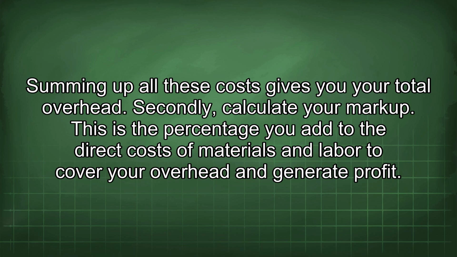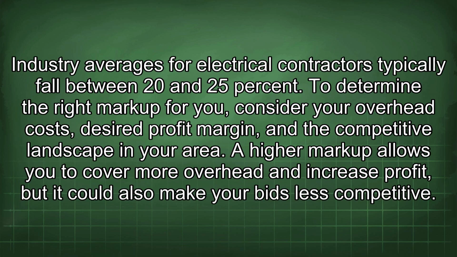Secondly, calculate your markup. This is the percentage you add to the direct costs of materials and labor to cover your overhead and generate profit. Industry averages for electrical contractors typically fall between 20 and 25%.